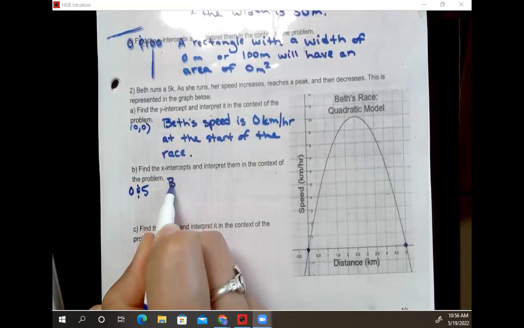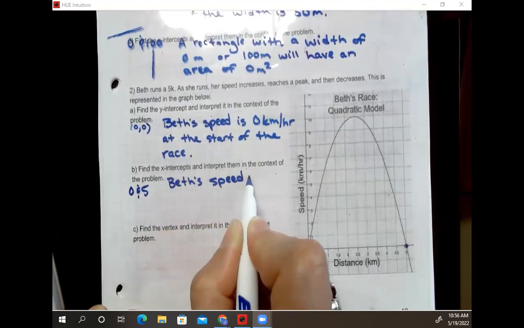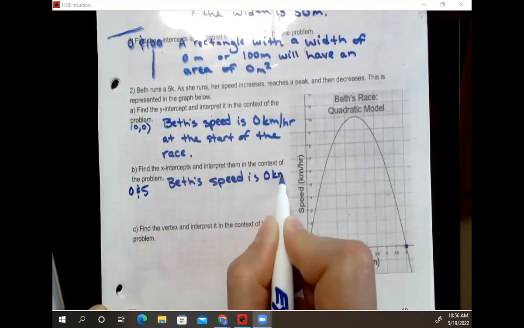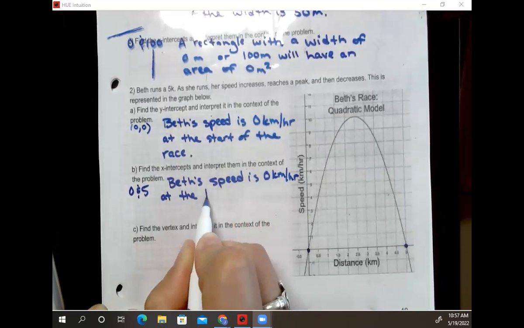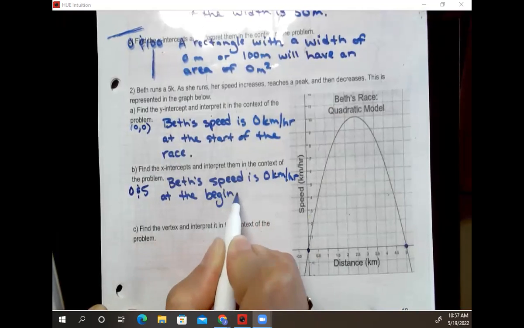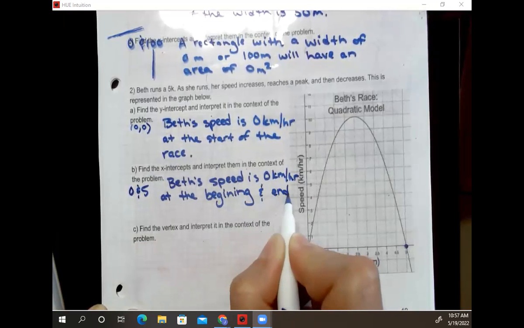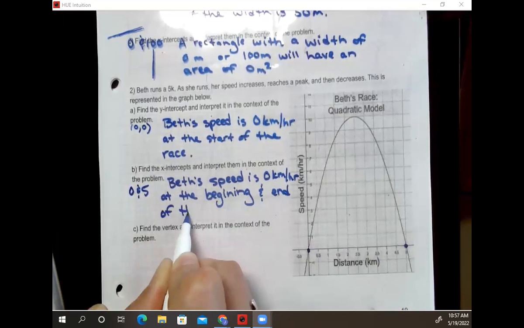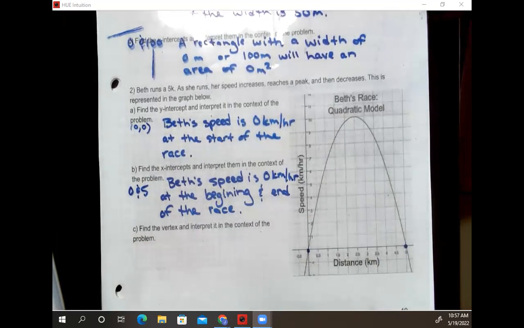So we could say Beth's speed is 0 kilometers per hour at the beginning and end of the race. So she's gonna start running. She just finished running.